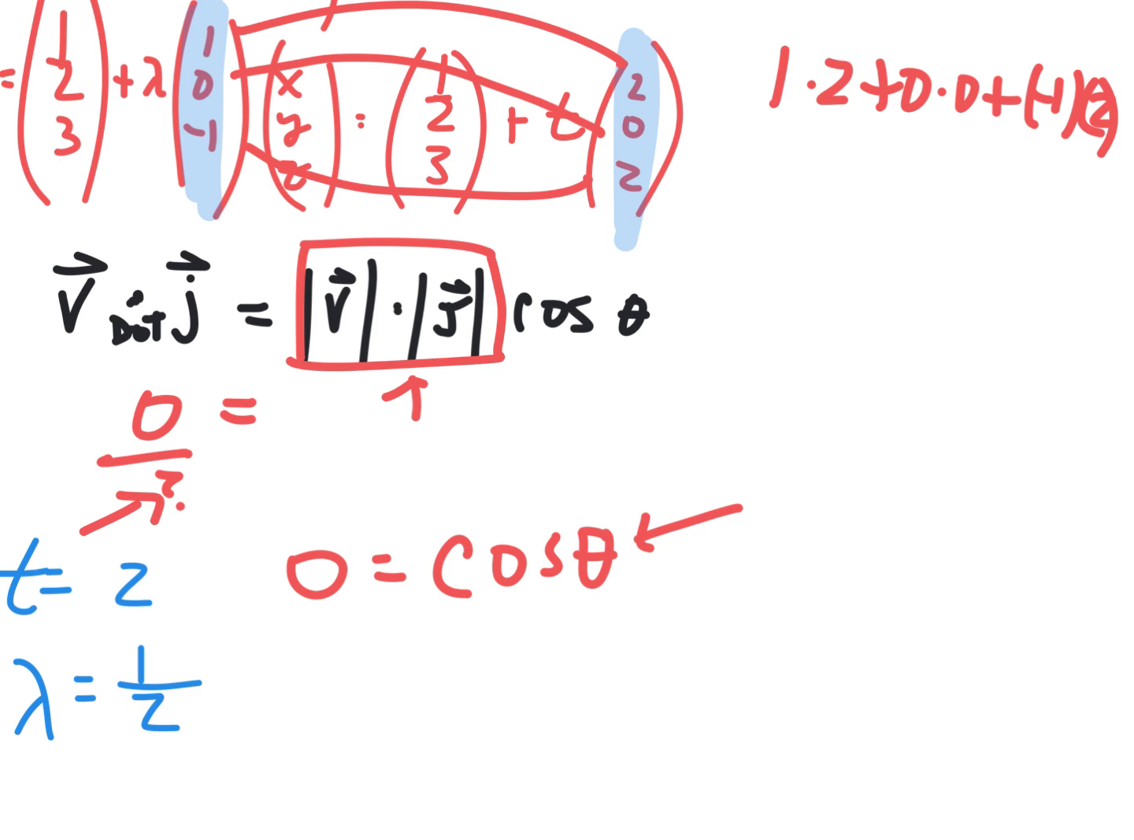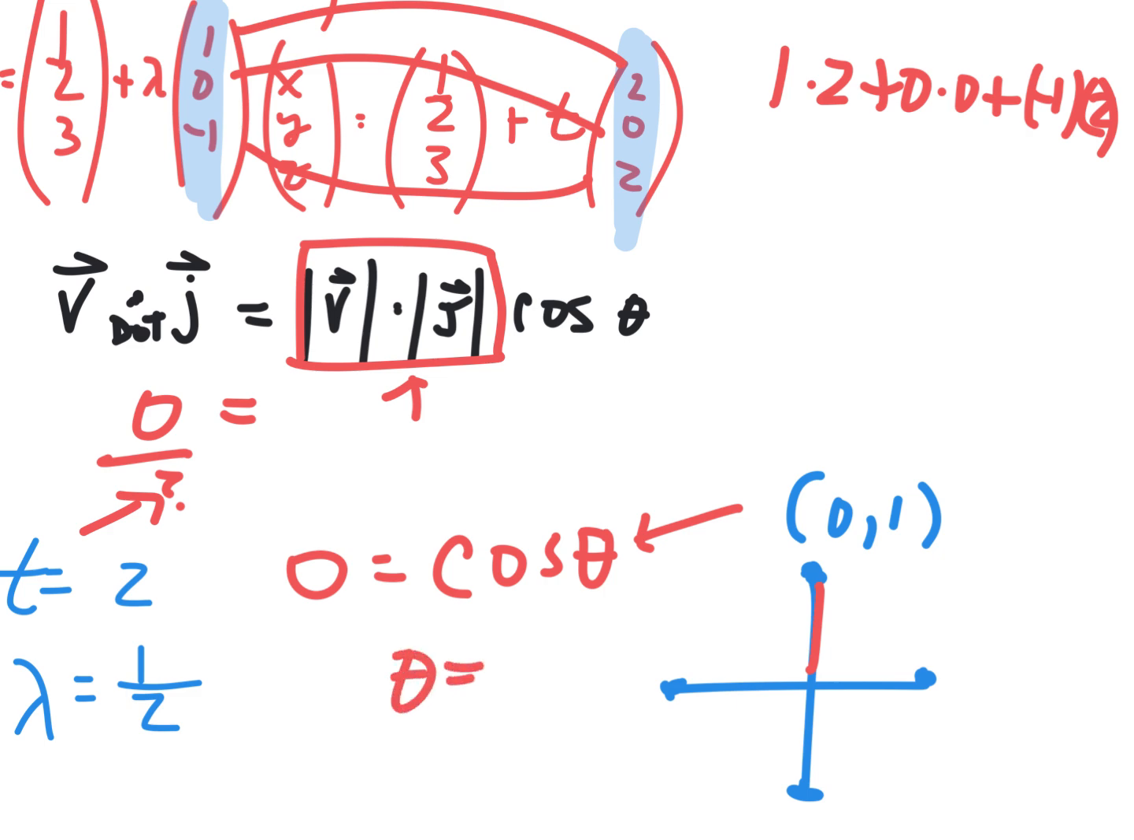Come on. 90. Yeah. So this must be 90. And how do you know that? Because if I look at it, this is one of the quadrantals, and that's the spot 0, 1. And cosine is the x value of it, so the answer is I'm at this spot. And the angle, therefore, is pi over 2, aka 90.